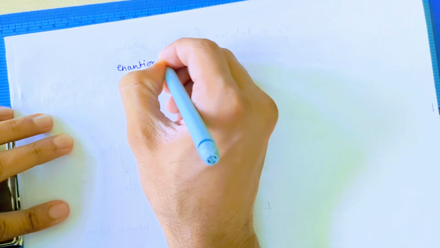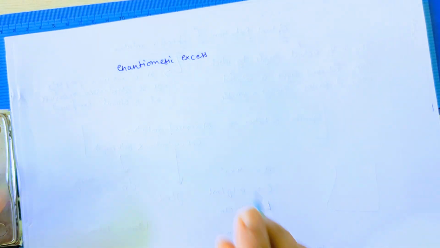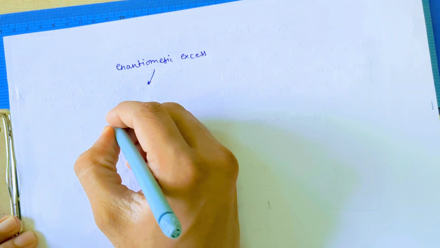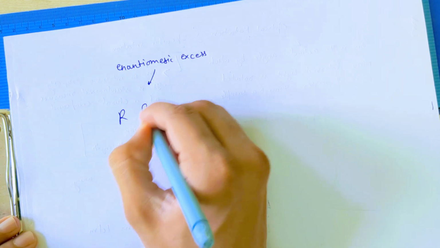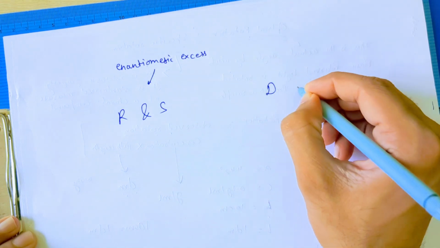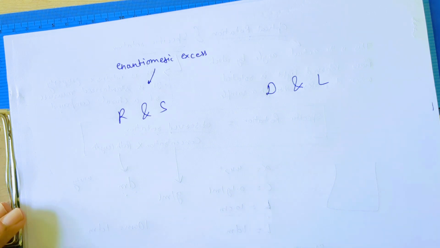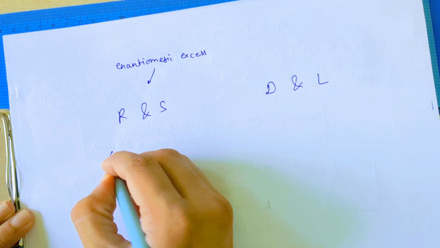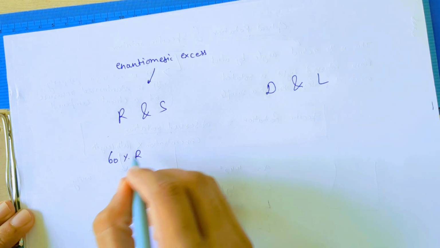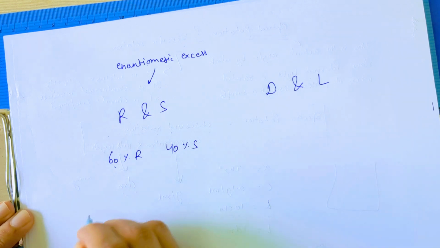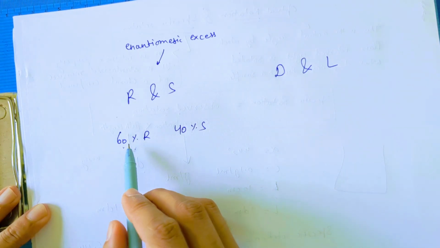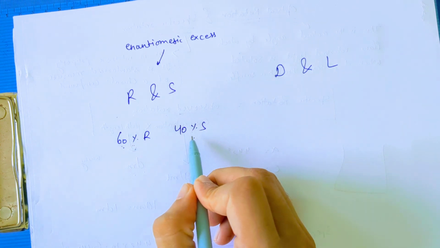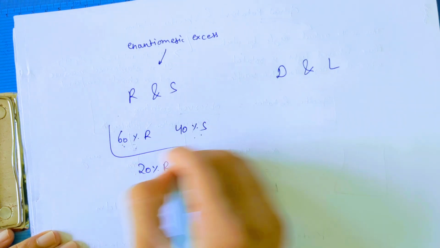Enantiomeric excess means, before understanding this, as in the previous lecture I gave information about the R and S form, and here dextro and levo, dextrorotatory and levorotatory. Okay, R and S. If a solution has 60% R configuration, that means 60% R and 40% S. Then 40% of R will be neutralized by 40% of S, and 20% R will remain in the solution after adding this.